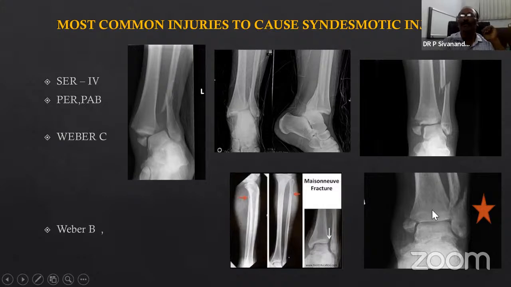So this one is the supination external rotation injury. It is just at the level of the syndesmosis. Here the mortise appears to be absolutely reduced and there is no displacement. But definitely you have to test these supination external rotation injuries, which are very common for us, for stability. The syndesmosis must be tested. Why? Because once the medial ligaments are injured, the medial malleolus is injured, or the medial structures are damaged, syndesmotic instability may be seen in these particular cases.